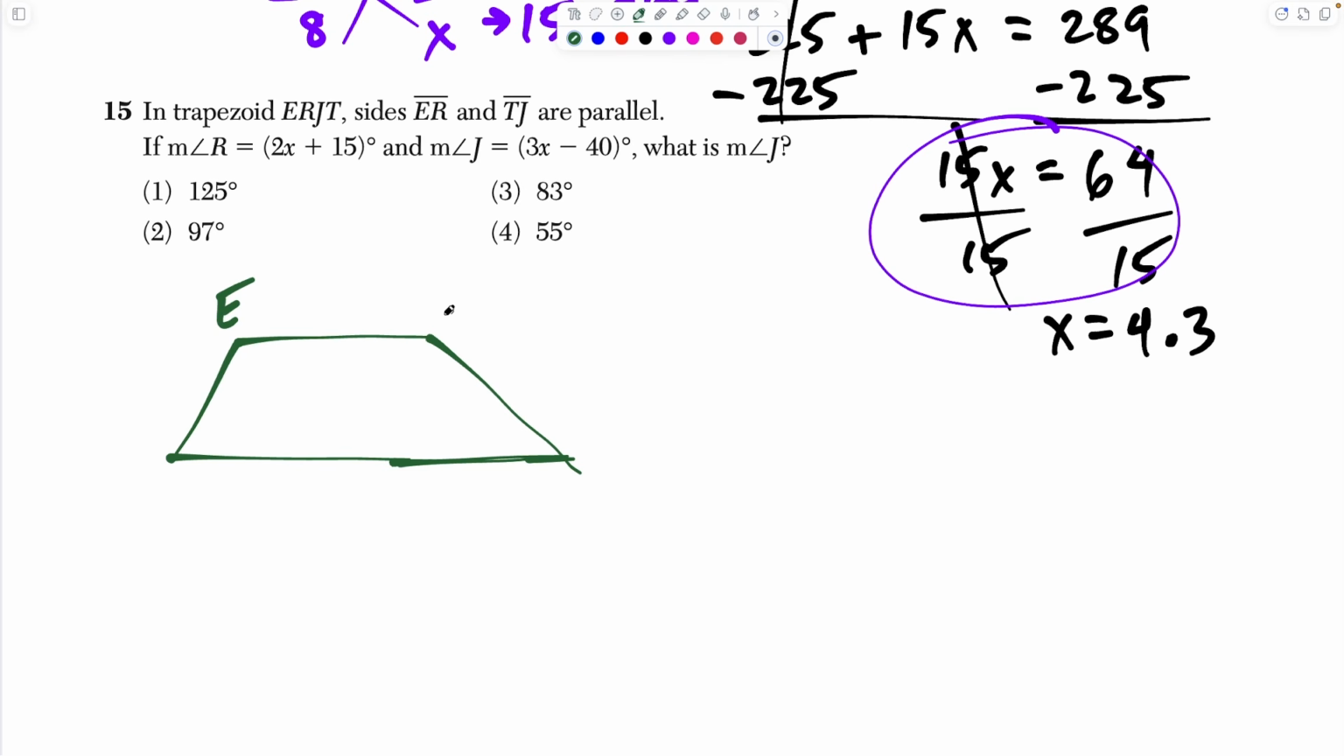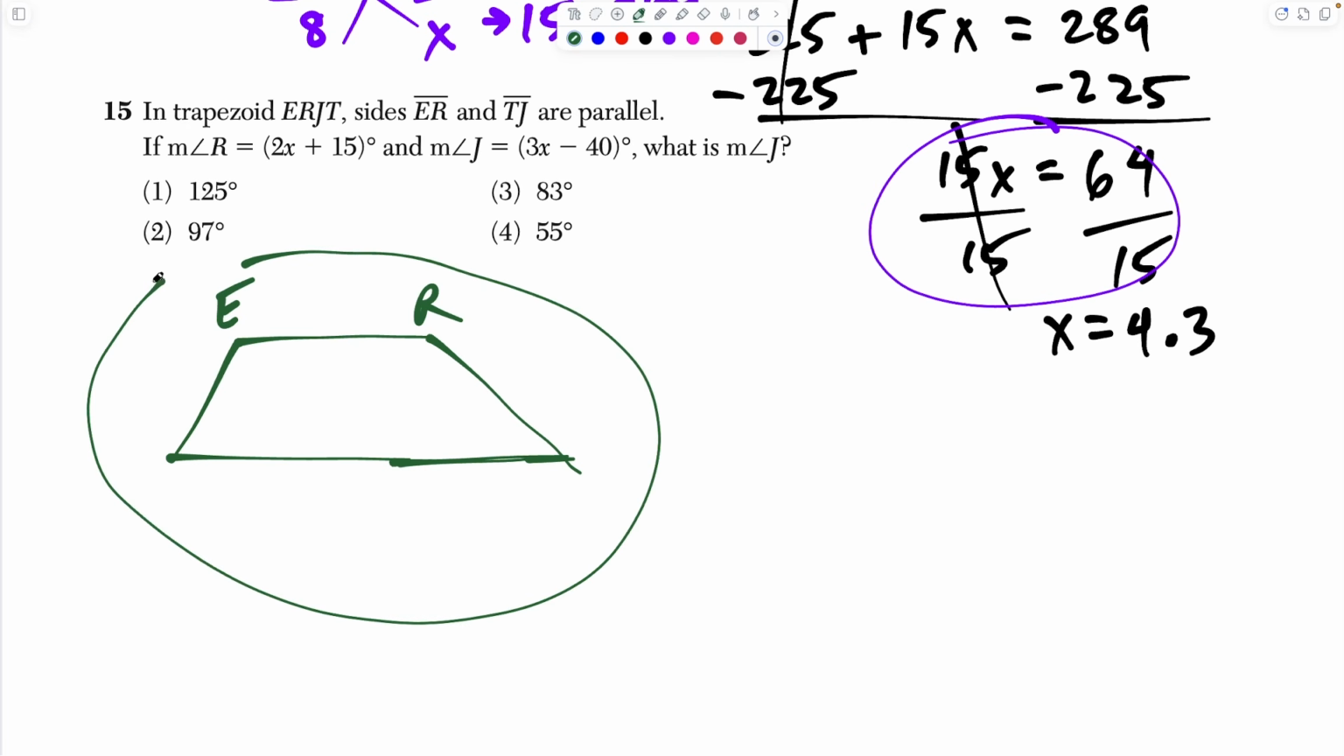Now, a lot of students will struggle with something like this. They'll write ER, and then maybe write TJ like this. But this is no good because once you start labeling your diagram, it's very important that you go in the order of the letters. So if I put ER here, I'm committing to going in a clockwise direction like this. I'm labeling clockwise. And if I commit to clockwise starting here, then if E and R are in this location, J would have to go here and T would have to go over here. That's just so you make sure you are lining up the angles correctly.